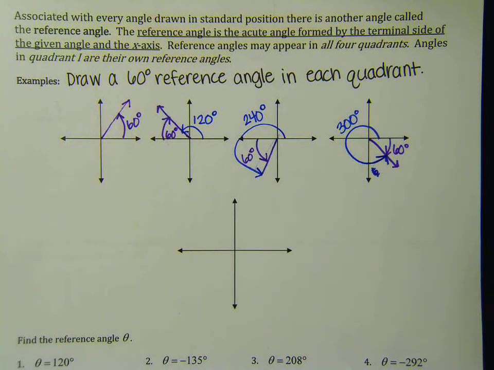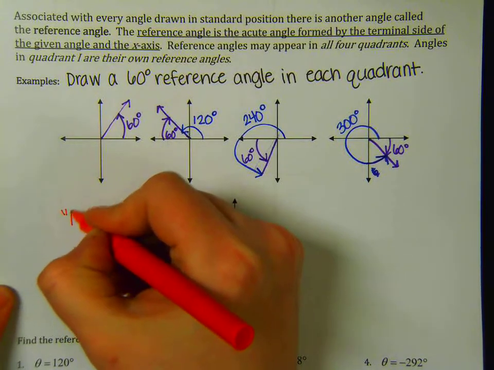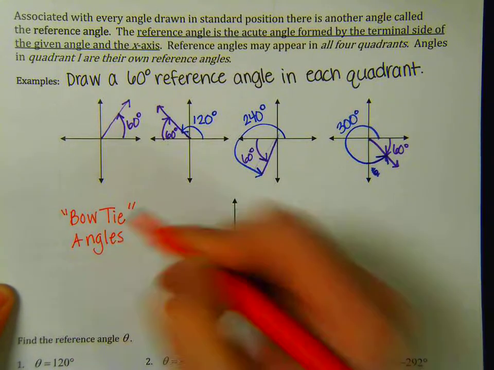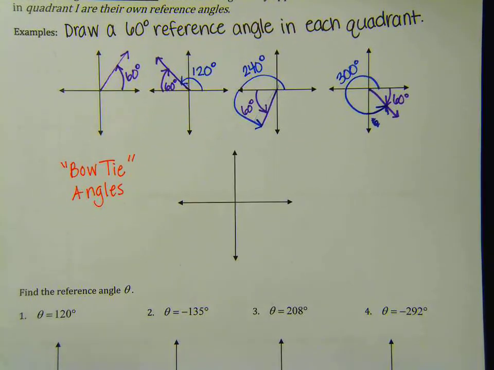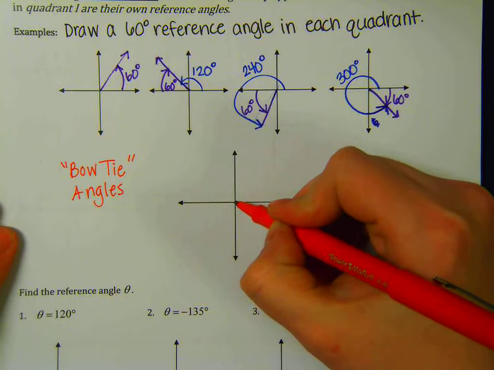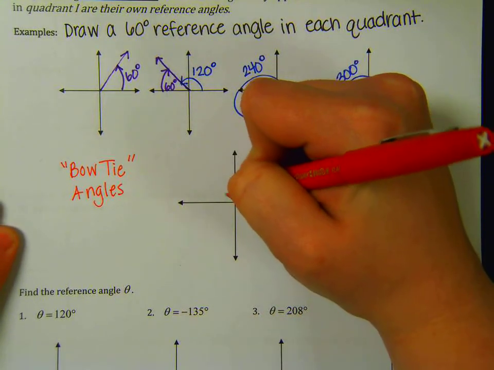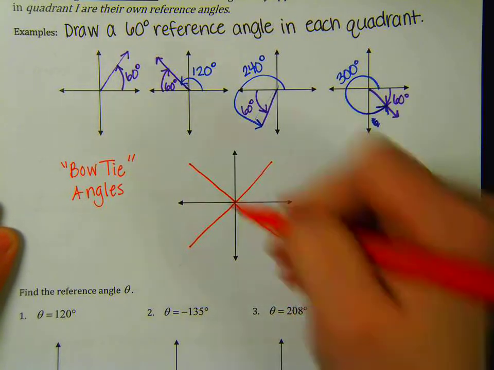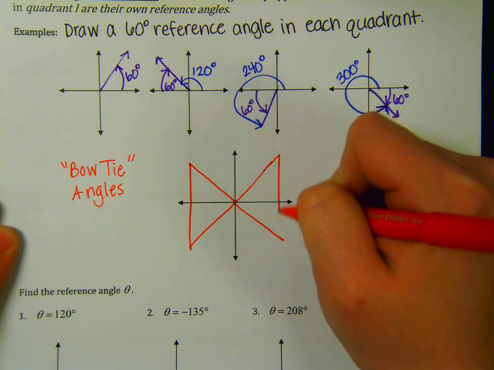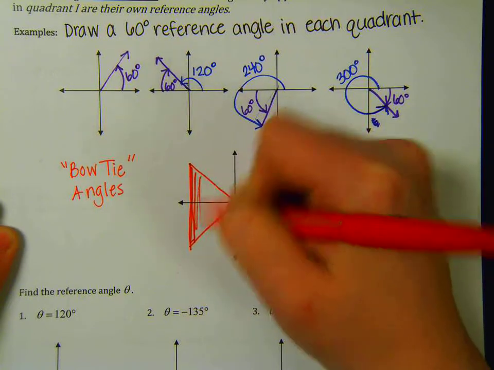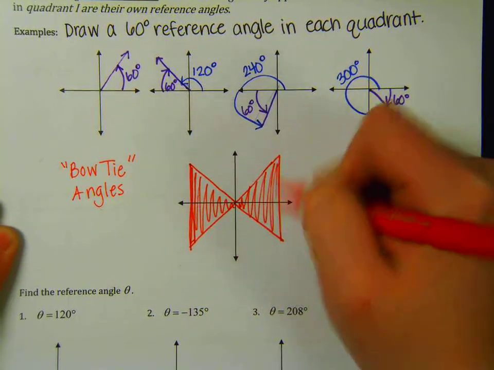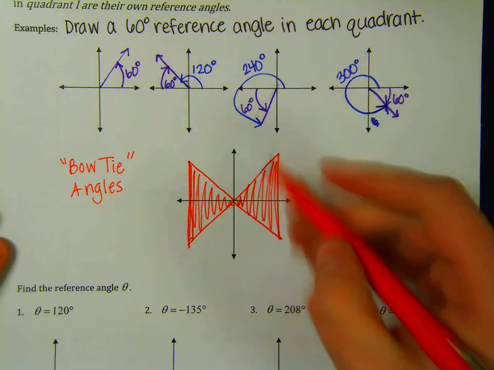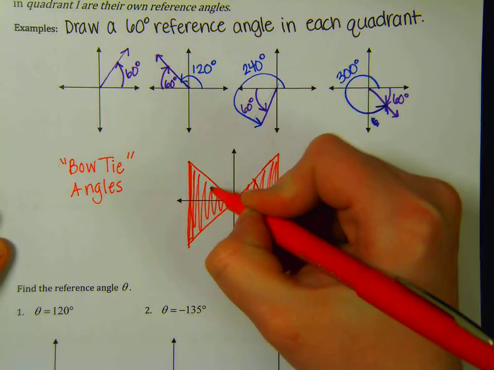Now we can sometimes call these bow tie angles. And here's why. If we create that 60-degree angle in every single quadrant on the same exact axes, we're going to have something that looks like a bow tie. So we have our little bow tie, something that we would put on our paper, on our necks, right? And we have a 60-degree angle in each quadrant.